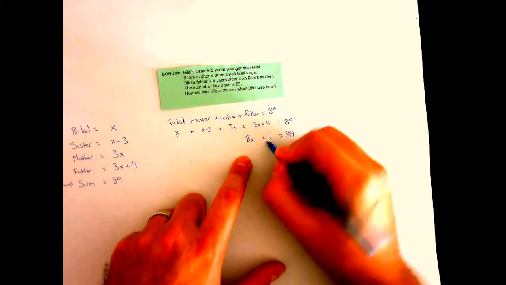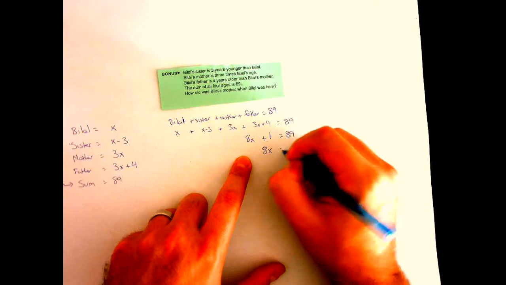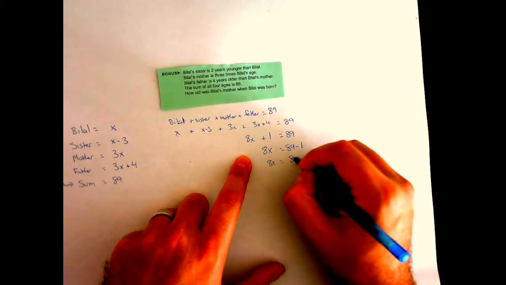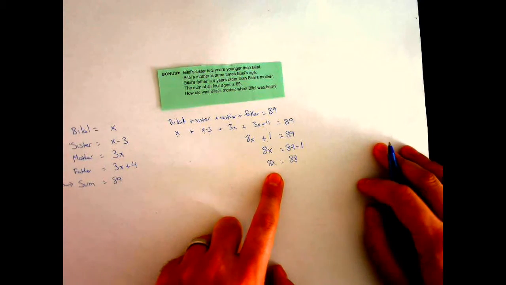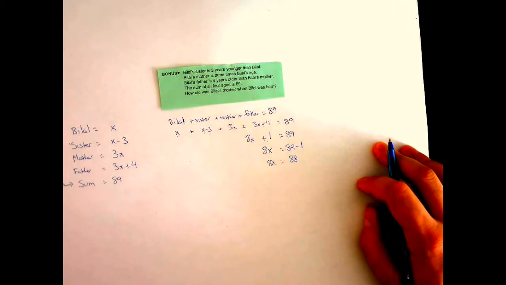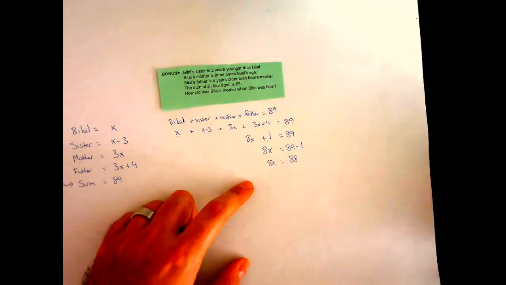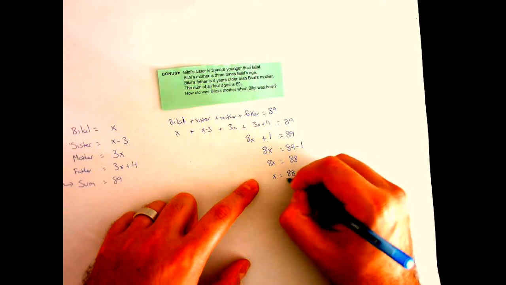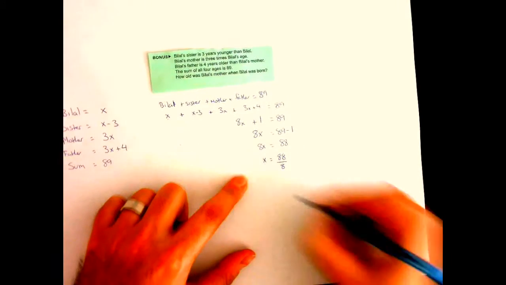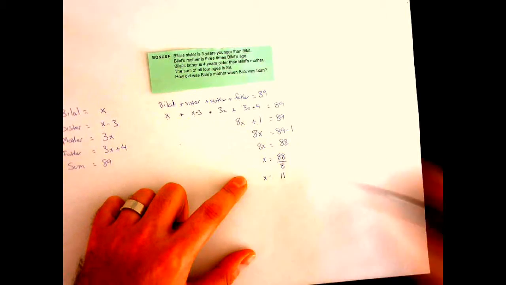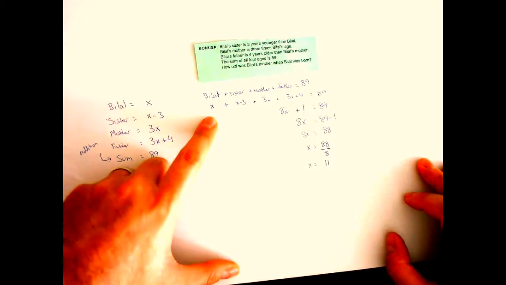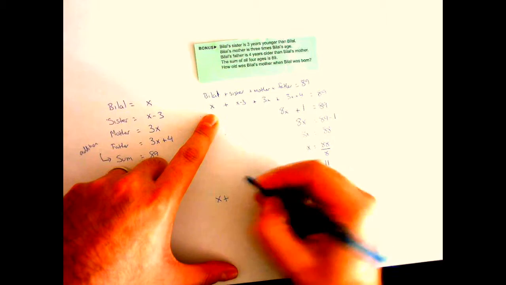To get rid of +1, we subtract 1. So 8x equals 89 minus 1. 8x equals 88. To get rid of multiplying by 8, you divide it by 8. So then x equals 88 divided by 8. x equals 11. Now we take the number, we plug it back into the equation. So here is our monstrous algebraic expression.